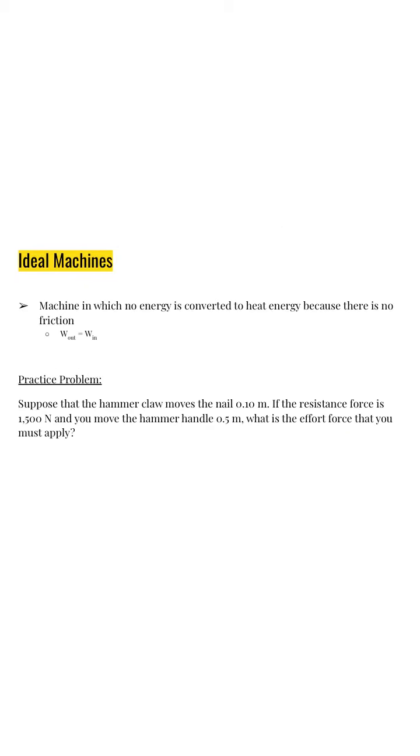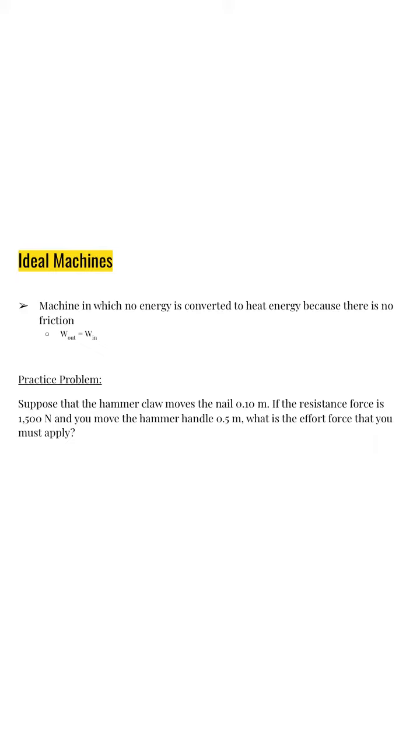Okay, now ideally, that wouldn't happen. Ideally, in an ideal world, we wouldn't be losing energy to friction. And so in something called an ideal machine, the work out that you're getting, the work that we get out of the machine, is actually equal to the work in, because we're not losing any energy to friction.